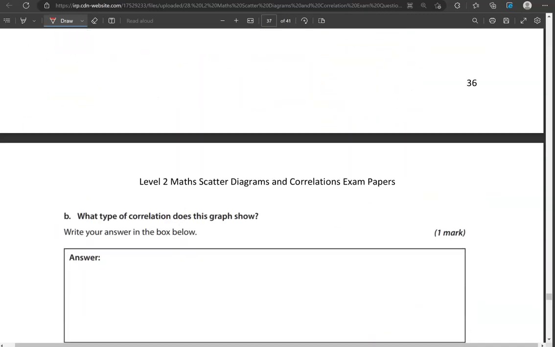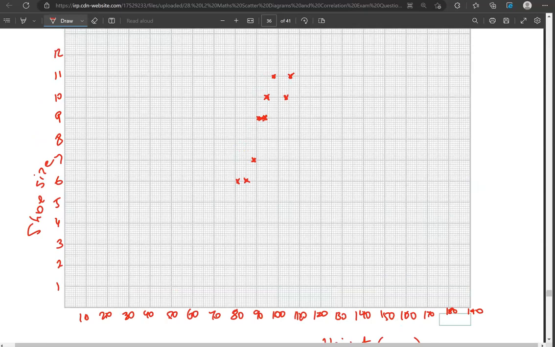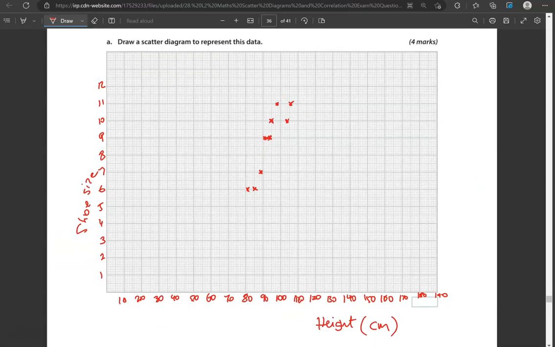What type of correlation does this graph show? Write your answer in the box below. This is a positive correlation. As you can see, as height increases, so does the shoe size.